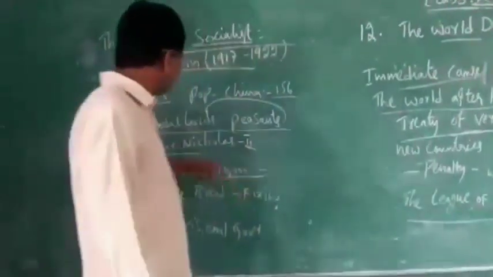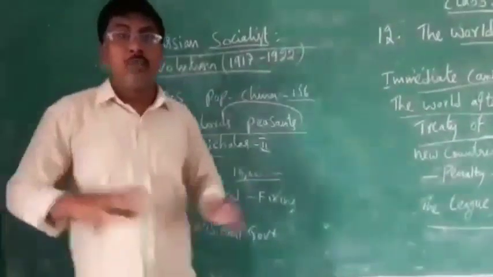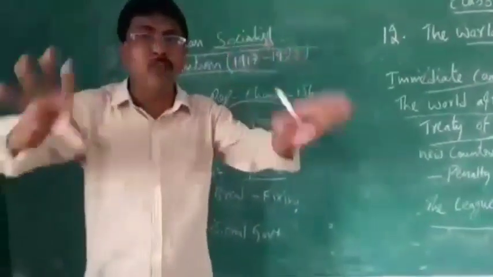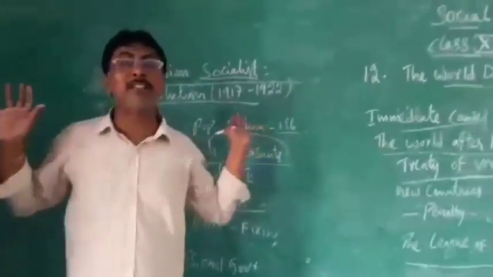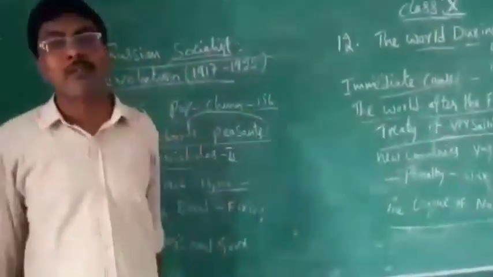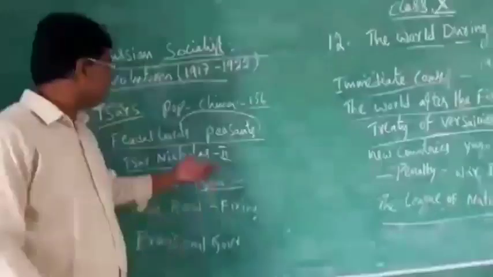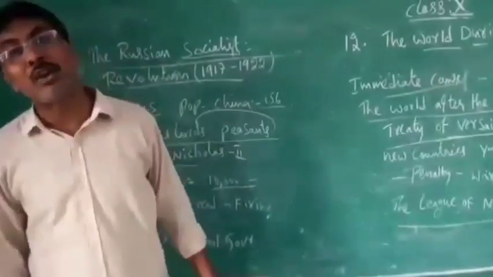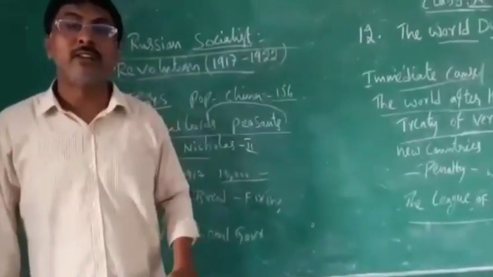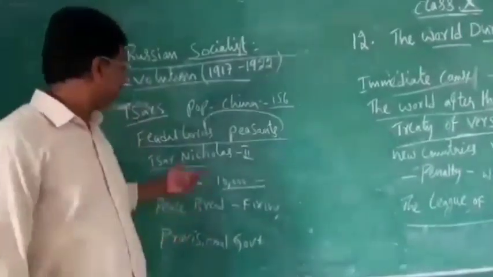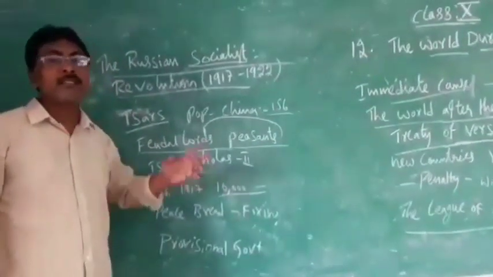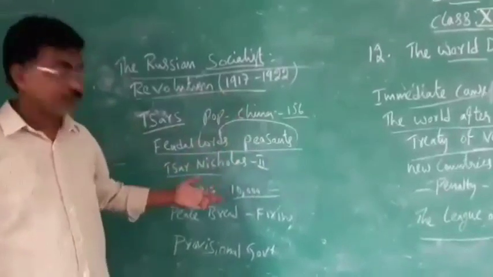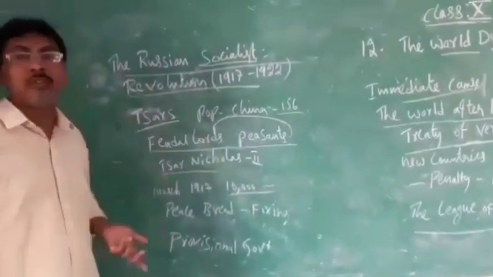And at the time, what did Nicholas II do? He wanted to suppress and stop this revolution. So he sent the soldiers to stop it. But what happened? The soldiers, the army, also joined with them. The army also joined the revolution, and they also fought. With this, Nicholas II went out from that place.